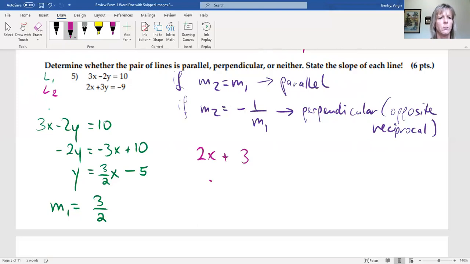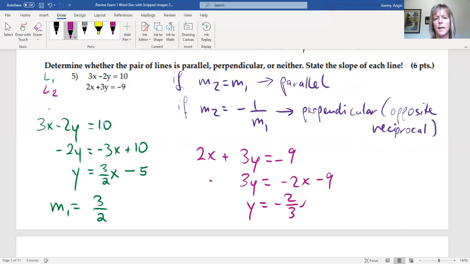2x plus 3y equals -9. 3y equals -2x minus 9. Y is -2/3 x minus, and I don't really care that that's a 3 either. I care about this coefficient of the x term. So m2 is, whoops, why is it erasing this? m2 equals -2/3. Oh, it's not liking it on that page, I see. Okay, I'll do it over here.